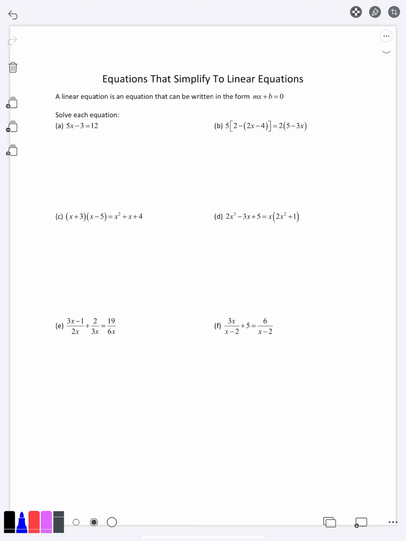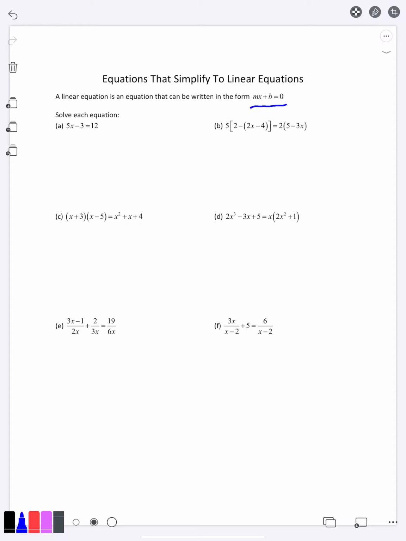In this video, we're going to learn about how to solve linear equations as well as other equations that simplify down to linear equations. So a linear equation is when you can write it mx plus b equal to 0. Basically that means you have a variable to the first power and then numbers and nothing else. So you don't have any x squareds or x cubes or any other things like that. So let's go ahead and start solving them here.